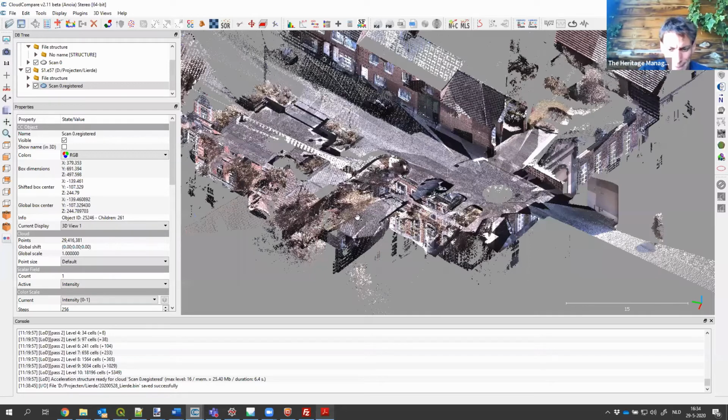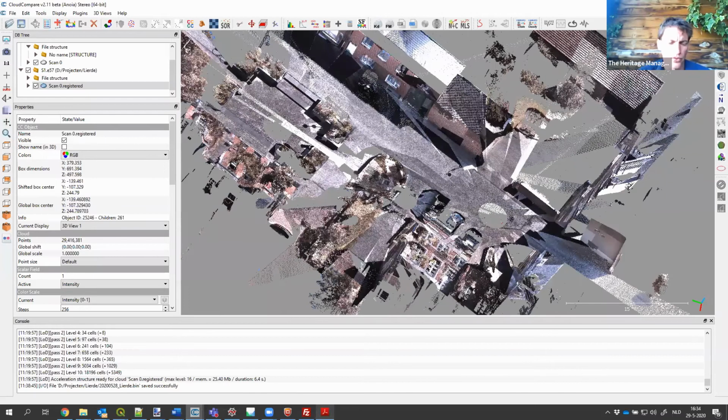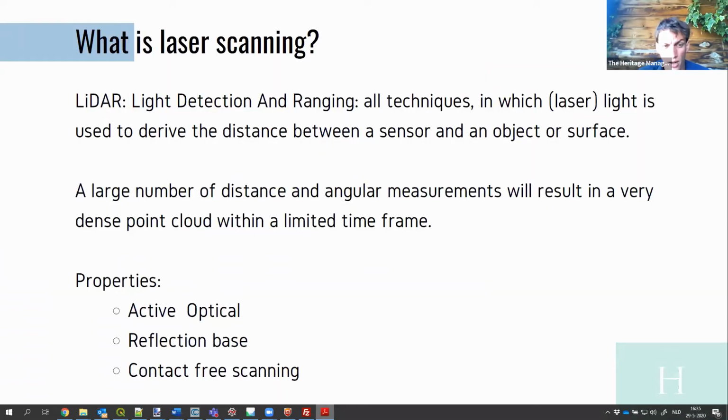So yeah, these are the things that we are talking about in most of the cases. And if you look in literature where, for example, I'm the author of those papers, I frequently use LiDAR as an abbreviation for laser scanning. So LiDAR, light detection and ranging, which actually means all the techniques in which light is used to derive the distance between a sensor and the object or a surface.